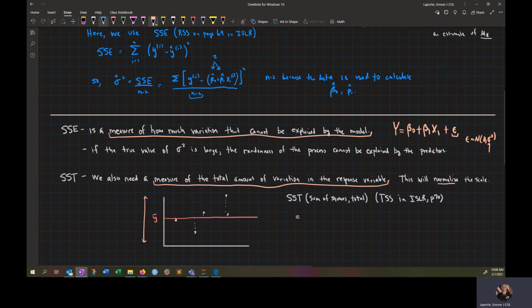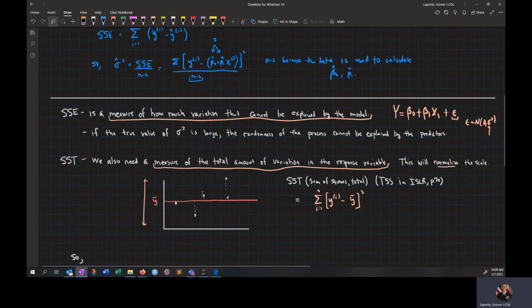Let's write down the formula for it. I'll put it in peach. All you're doing is adding up, i equals 1 to n, of y_i minus y bar, squared. So that's SST.